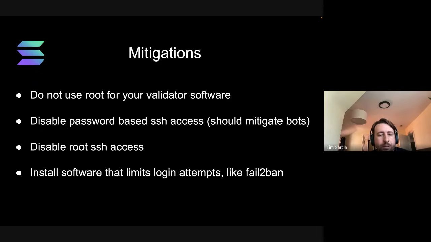So some mitigations to stop these issues: don't use the root user for your validator. Disable password-based SSH access. Like I mentioned before, that should mitigate some bot attacks. Disable root SSH access. And finally, install software that limits login attempts, like fail2ban. Fail2ban is really easy software to install. The default just works out of the box, and it has some attempt limits. So if someone tries an automated script to log into your machine by doing SSH attempts again and again, it will eventually block that IP address.